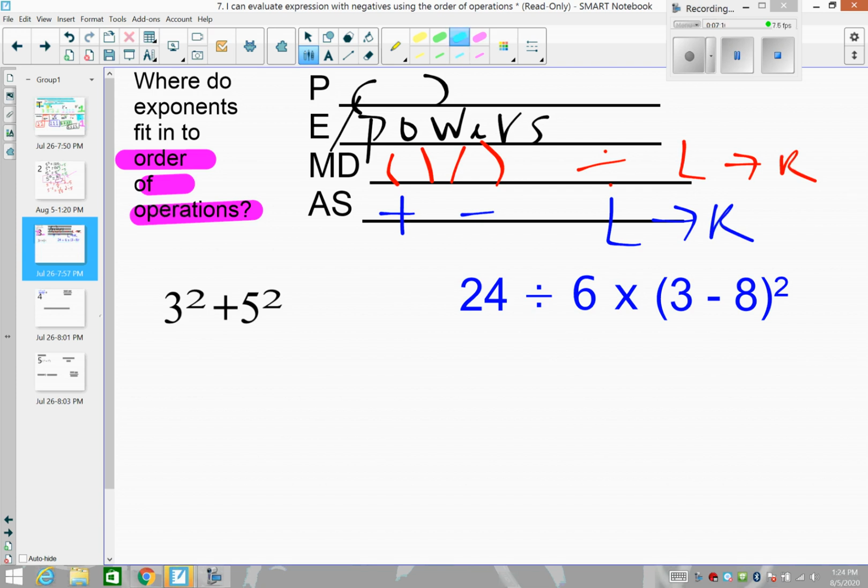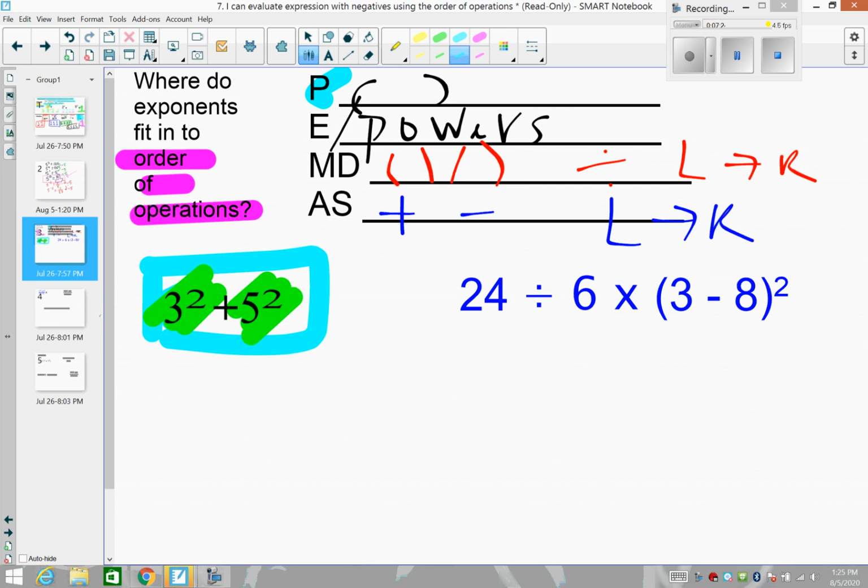First step here. This problem, do I see any parentheses? No. So parentheses are dead. Do I see any exponents? Yes. The exponents are here and here. We know that 3 to the second power, and I'm going to write these out just because we just talked about them, but you don't have to write all those steps down, would be 3 times 3, plus 5 times 5. The expansion would say that's 3 times 3 plus 5 times 5.